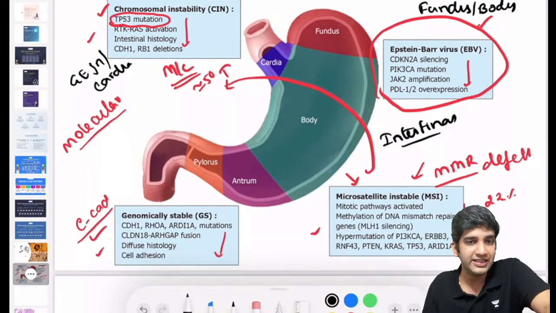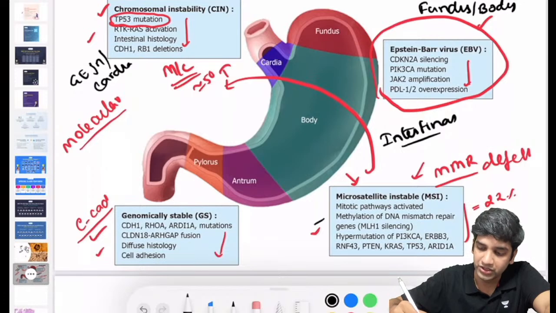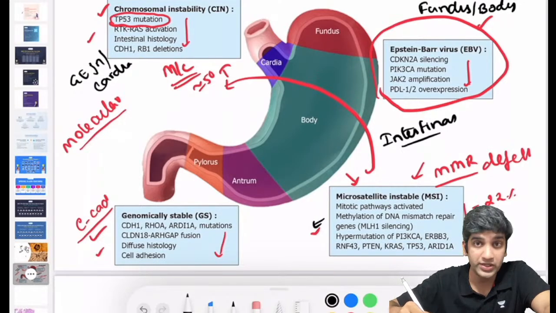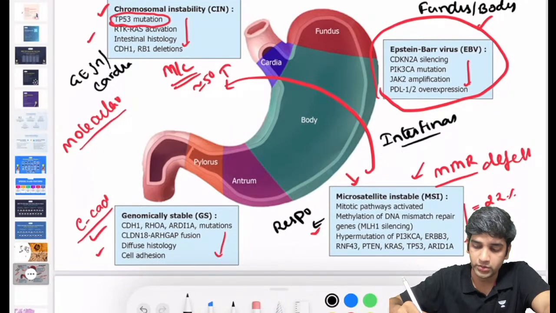Almost everything here can be targeted. The only difficult thing for us is microsatellite instability. They do not respond to any adjuvant chemotherapy, right? So here the response to chemotherapy is very, very less. Okay.